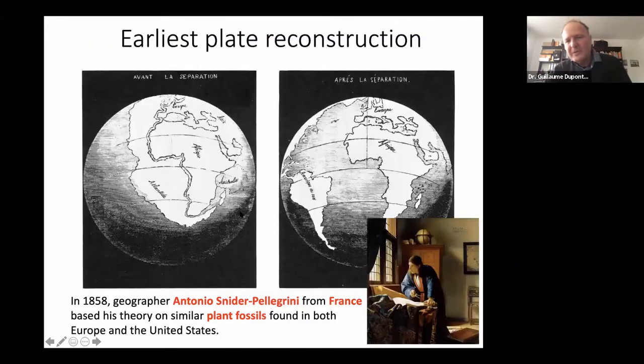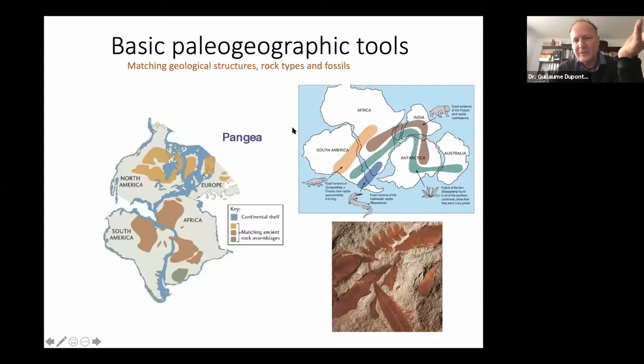Actually, before Wegener, people already proposed this, and I like to show this slide because this is a fellow Frenchman who proposed this much earlier, just on the basis of the shape of the continents. But at this time, of course, it was considered completely nuts. And then people like Wegener or some paleontologists or geologists started to recognize the evidence.